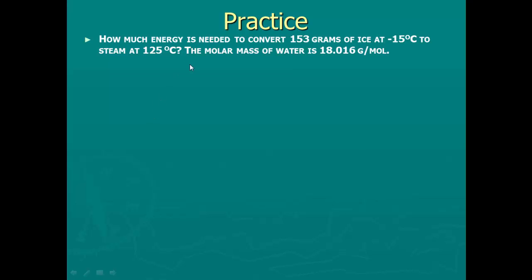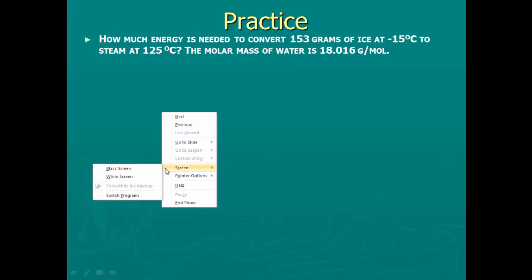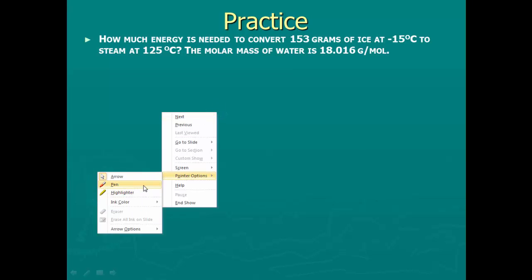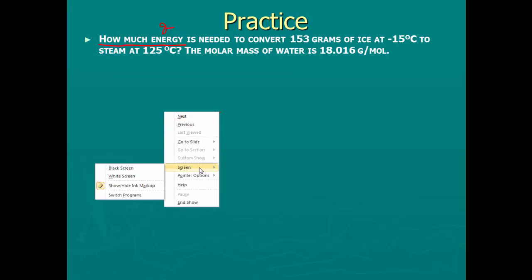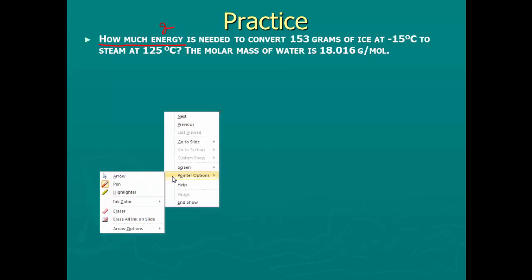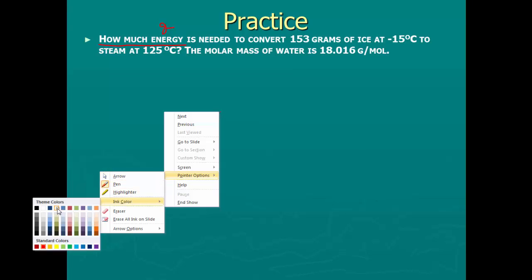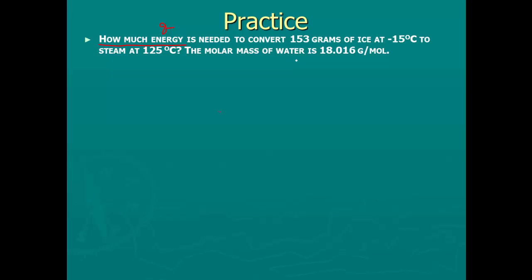All right, so we're gonna work through a practice problem here. The first thing we need to do is read the problem and see what it's asking us. It's asking how much energy, so I'm going to label that as Q, how much heat energy is needed to convert 153 grams of ice at negative 15 degrees Celsius to steam at 125 degrees Celsius. And it tells us the molar mass of water is 18.016 grams per mole. We already knew that, but that's useful information.